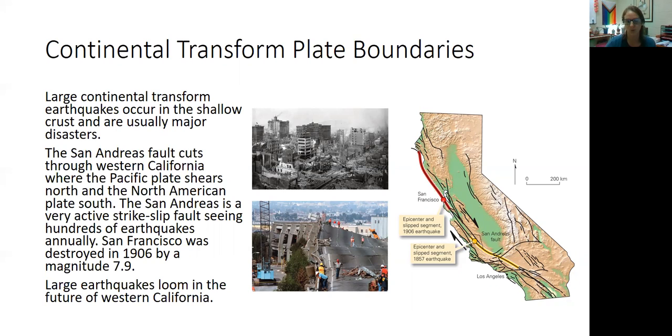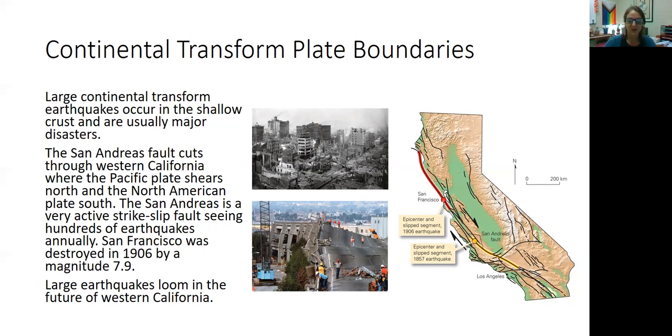And we get huge earthquakes along this transform fault. For example, in 1906, there was a 7.9 magnitude earthquake that completely destroyed San Francisco. Almost all of San Francisco had to be rebuilt after that earthquake. So because the San Andreas Fault runs through California, California is one of the most seismically active places in the US and on Earth. So there have been huge earthquakes in the past, and there will definitely be huge earthquakes in the future for Western California.